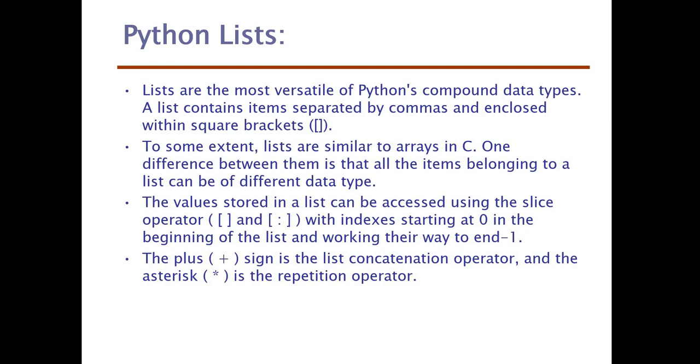Now we are talking about a list. A list is generated in Python programming by putting all of the items, known as elements, inside square brackets, separated by commas. A Python list is basically the most versatile of Python's compound data types. A list contains items separated by commas and enclosed within square brackets.